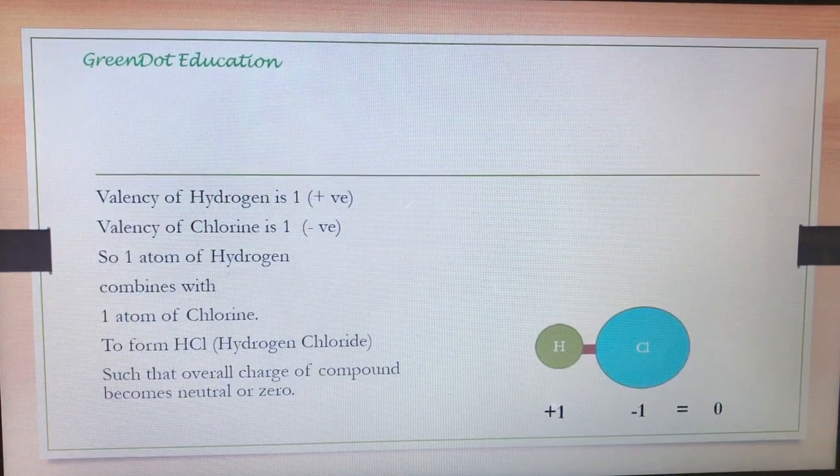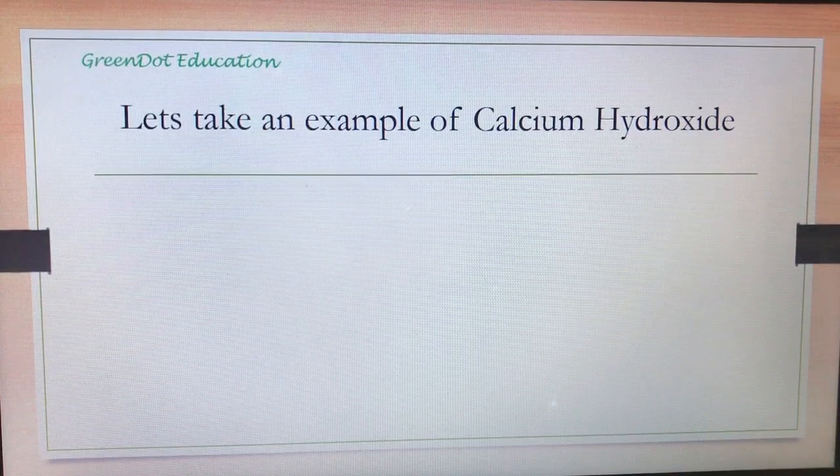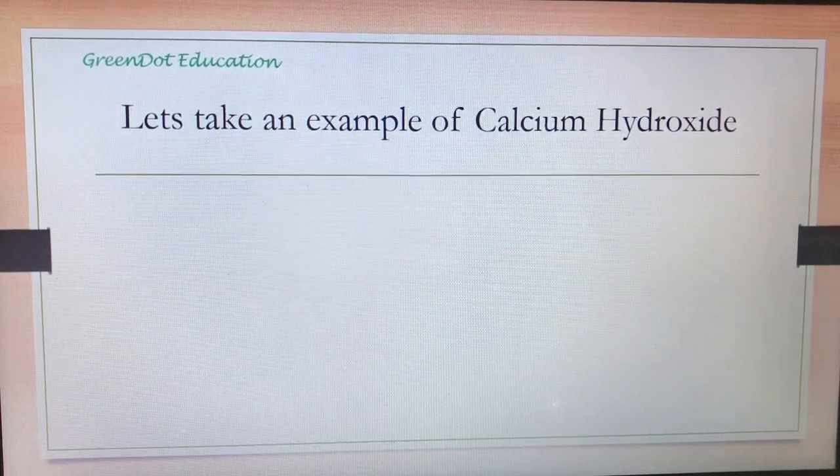Whenever two atoms of elements or ions of elements come together, they join in such a way that the overall charge of the chemically formed compound is neutral or 0, and hence it becomes a stable compound. Here the positive 1 charge of hydrogen and the negative 1 charge of chlorine neutralize each other and form a stable or neutral compound. Now let's take a look at another example, that is calcium hydroxide.